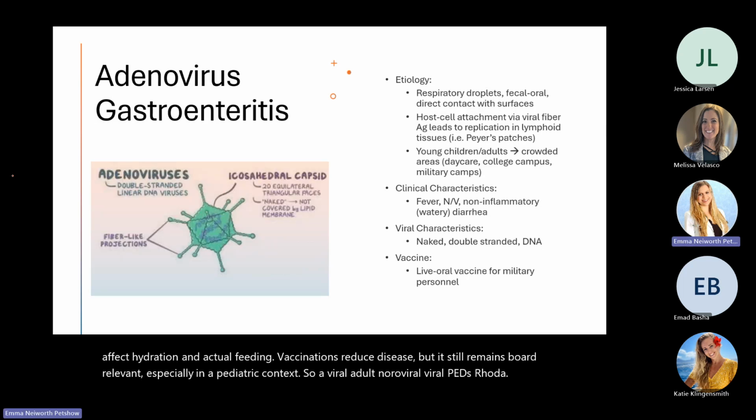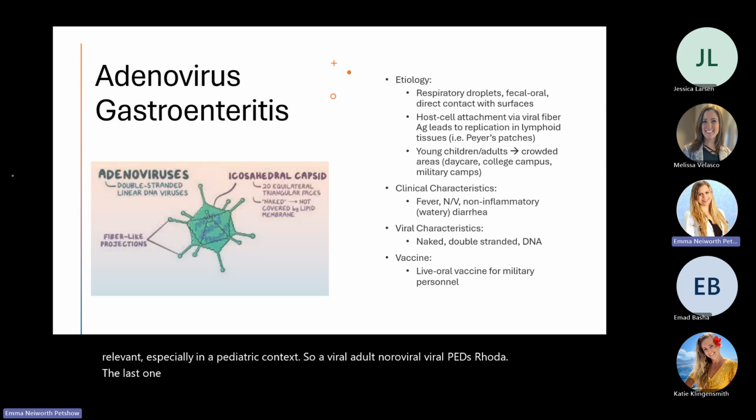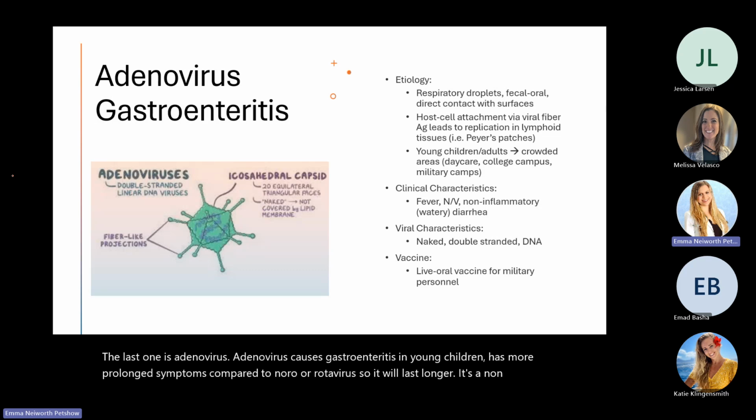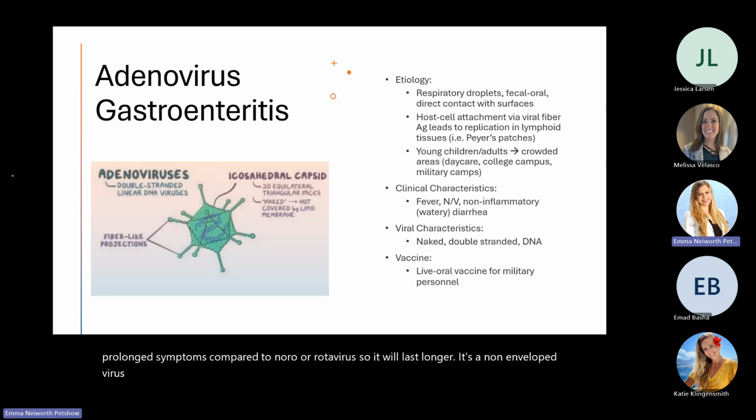The last one is adenovirus. Adenovirus causes gastroenteritis in young children, has more prolonged symptoms compared to noro or rotavirus, so it'll last longer. It's a non-enveloped virus, so it's resistant to breakdown in the environment, which is why it's more transmissible. But this is less common. If it was a subacute gastroenteritis, then I would maybe look at adenovirus.